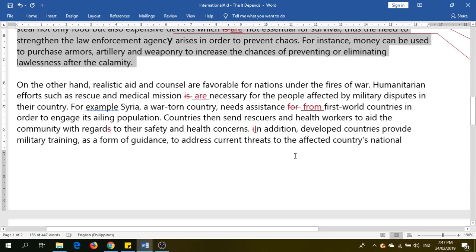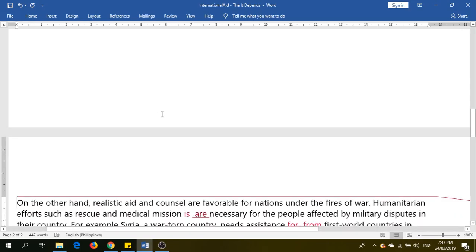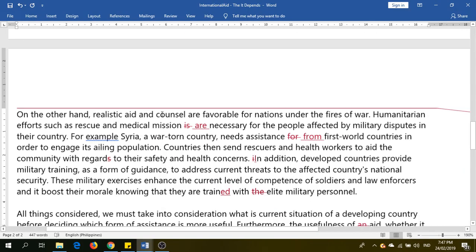And then the writer now crosses over to the other side. Let's just try to fit that over the screen. On the other hand, realistic aid and counsel, I think this is really supposed to be practical aid, but it's the wrong word. And counsel are favorable for nations under the fires of war. Humanitarian efforts such as rescue and medical missions are necessary for the people affected by military disputes in their country.